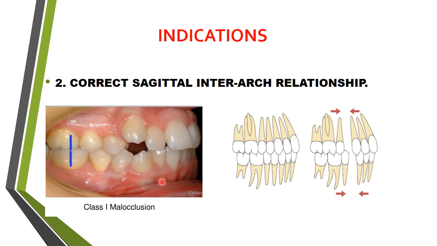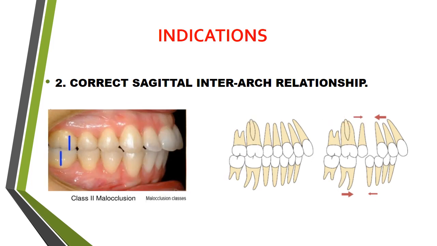In cases when we have a crowded class 1 malocclusion and we need to extract from the upper arch, we have to bear in mind that in those cases the extraction should be done in the upper and the lower arch, mainly to preserve the inter-arch relationship and to prevent the development of only one arch more than the other.